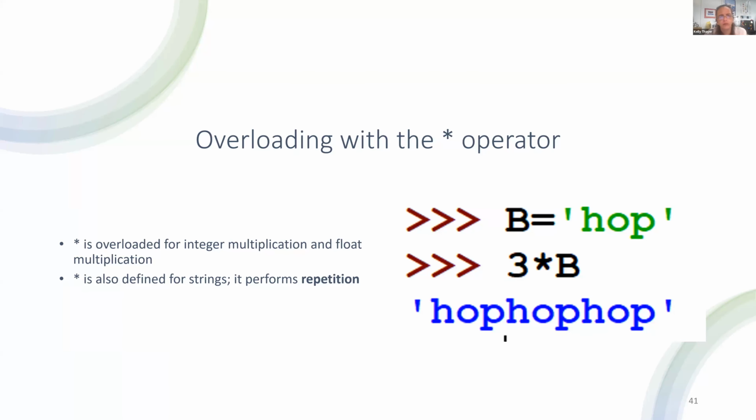There's also overloading applied to the star operator. Remember, this is for multiplication. Multiplication is overloaded for integer multiplication and float multiplication. It is also defined for strings. It performs repetition. So for example, if b is equal to hop, and we have 3 times b, we'll get hop, hop, hop.